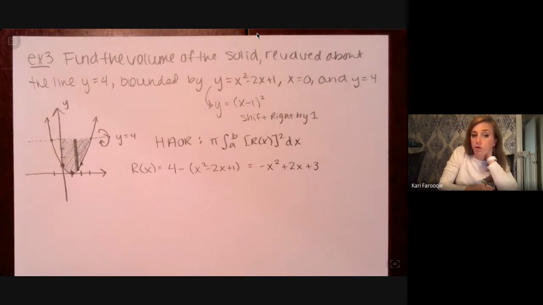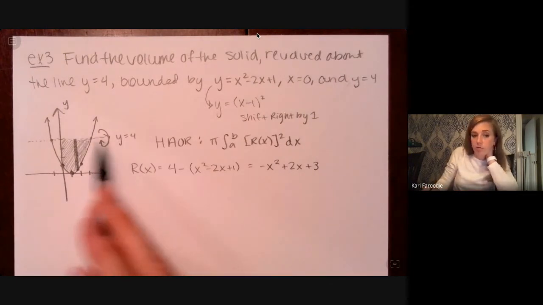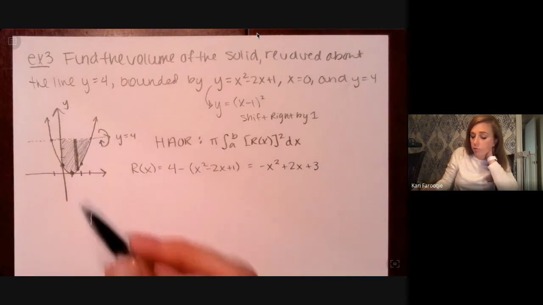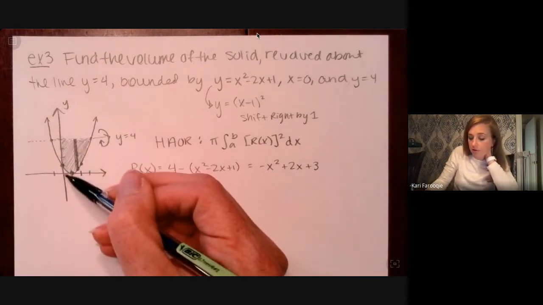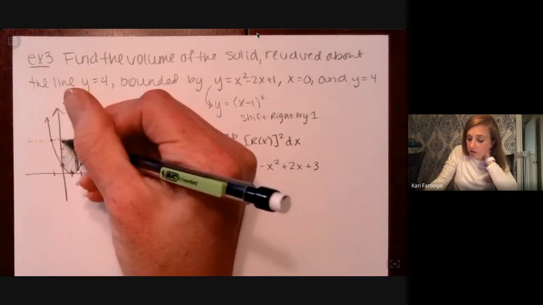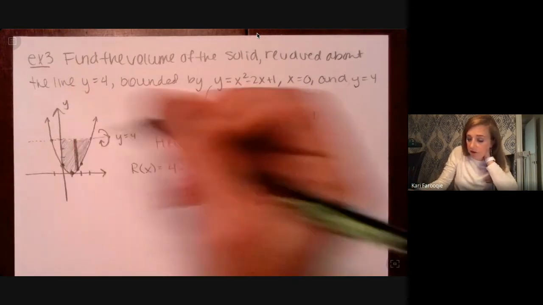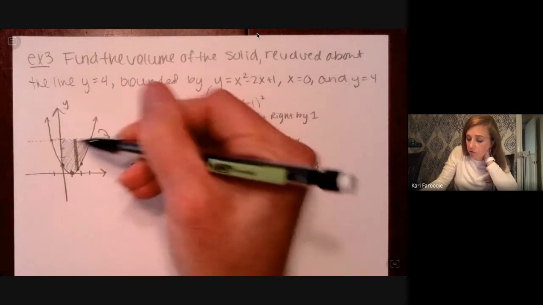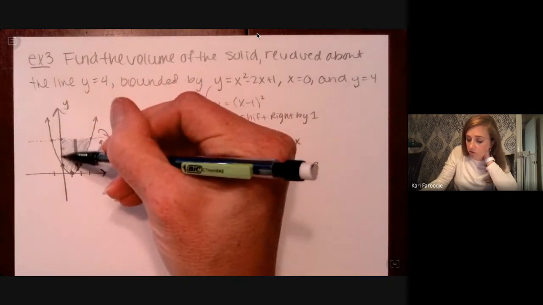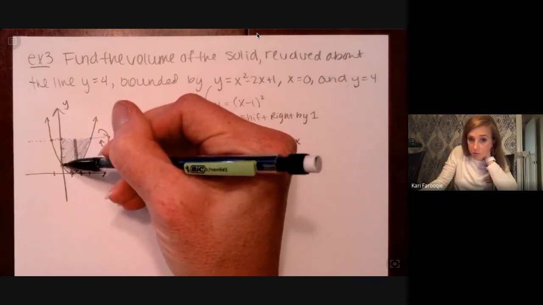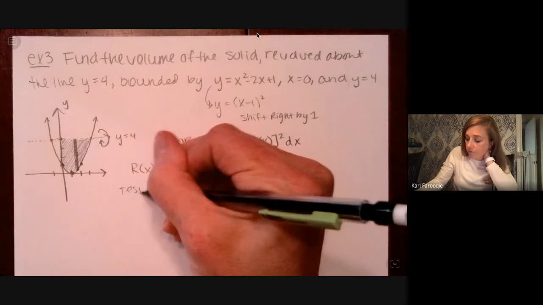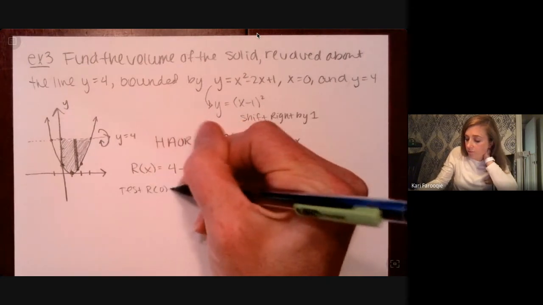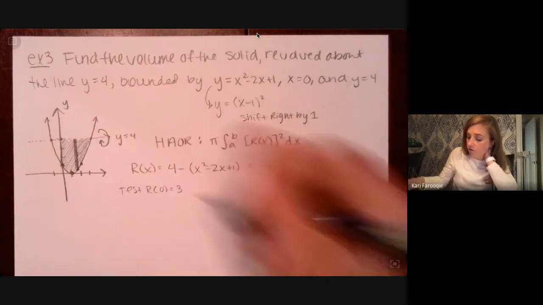So if I was revolving this around the line y equals 4, what would the radius be at x equals 0? At x equals 0, I'm expecting the radius to be 3 because I'm covering from my axis of revolution this whole distance from the center to the outermost point, which looks like 3 units exactly. So test it out. Look for r of 0. R of 0 is indeed 3.